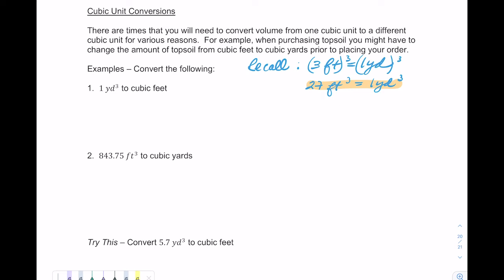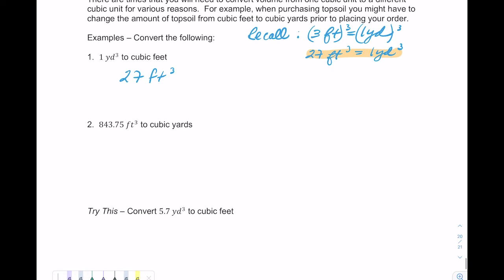So let's say I want to convert here 1 cubic yard to cubic feet. I already have the answer right here. Okay, so we know now that 1 cubic yard is equal to 27 cubic feet. But we're going to use that now to determine this other conversion. So in number 2, we have to convert from cubic feet to cubic yards.